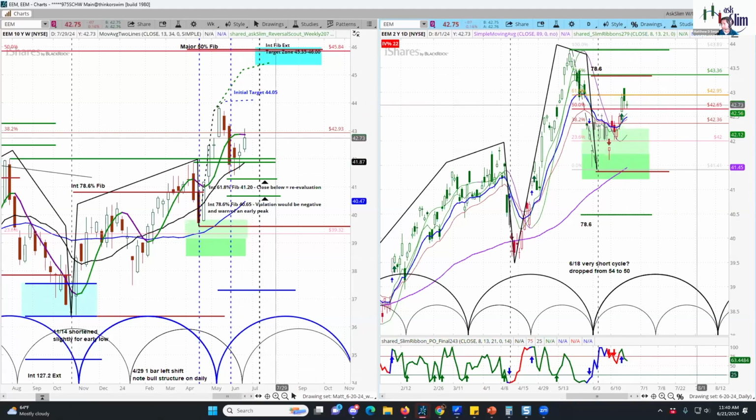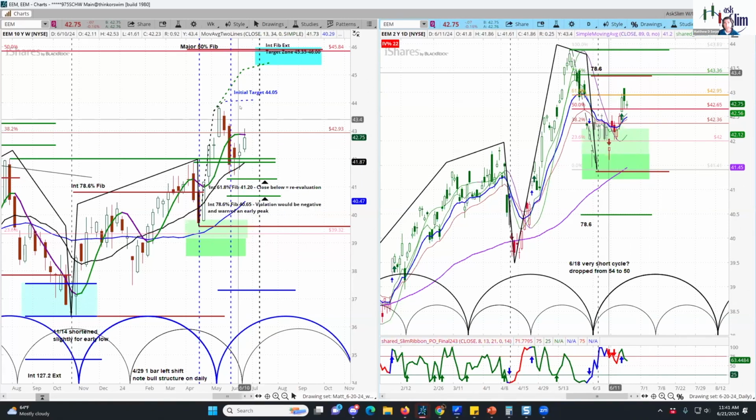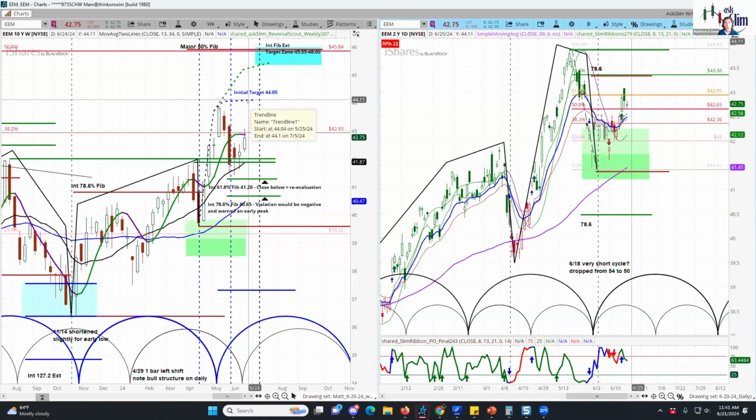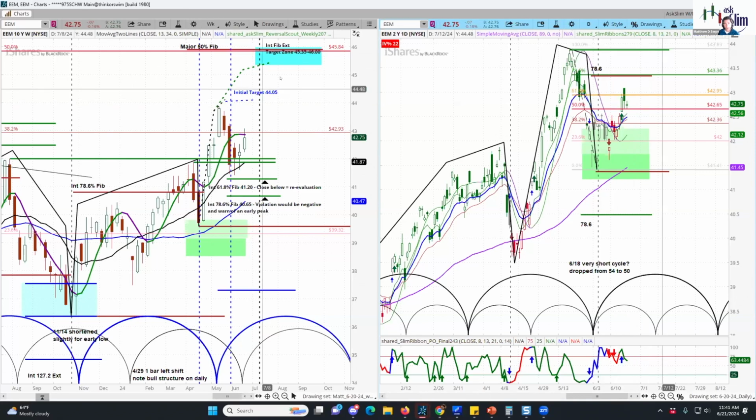the intermediate time frame. So the upside targets based on some of the evidence pattern structures suggest an initial target of 44.05, and then over probably the next 4 to 8 weeks, 6 to 8 weeks, we could get up into this intermediate fib confluence extension target zone of 45.35 to 46, which is also a major 50% fib. So those are the upside areas, projections, targets to watch for.